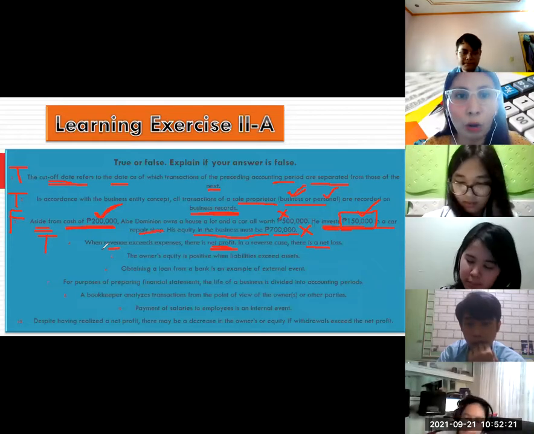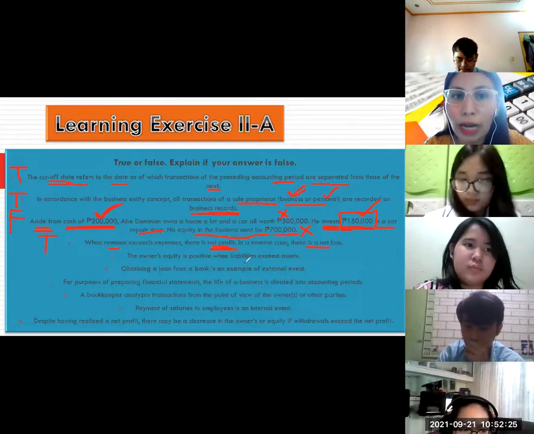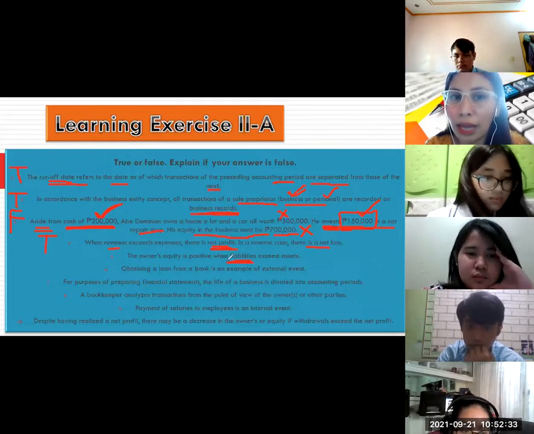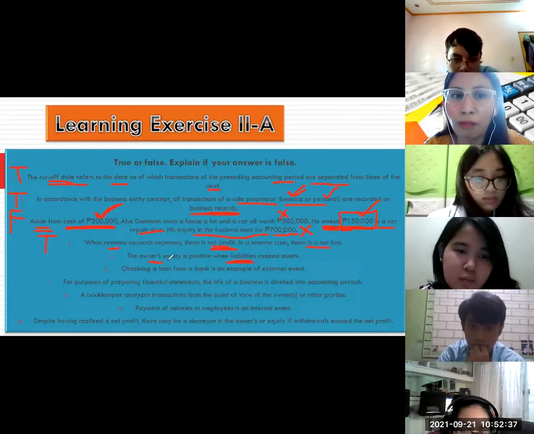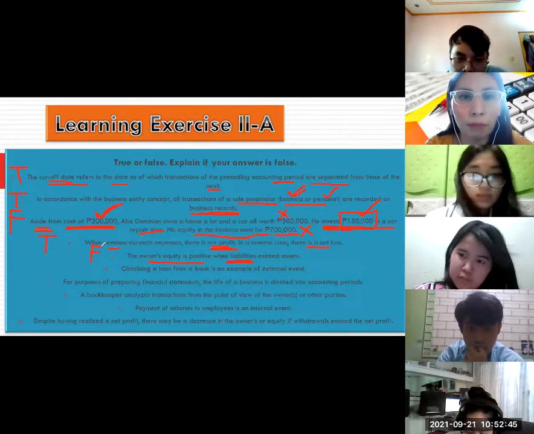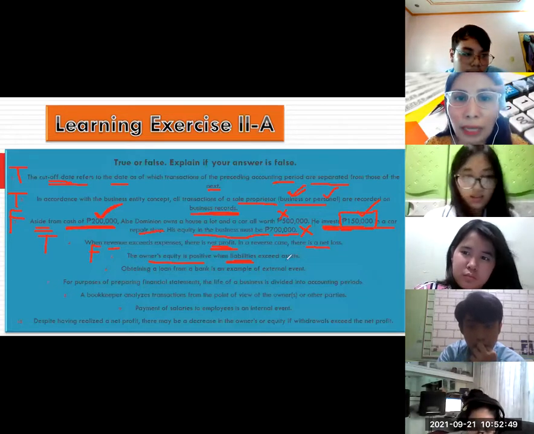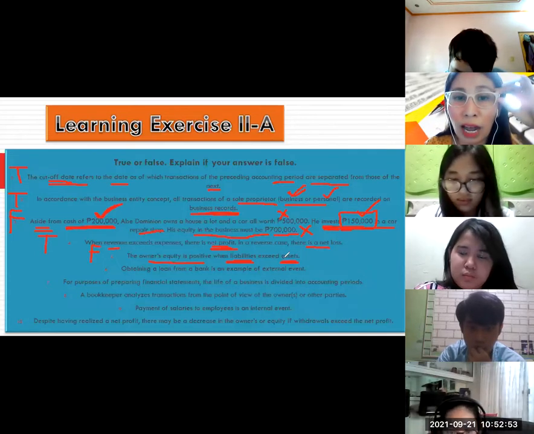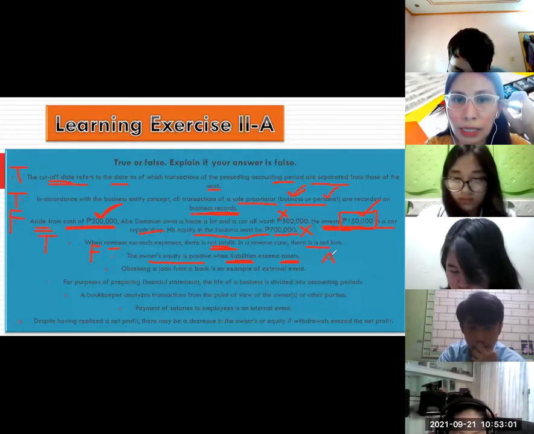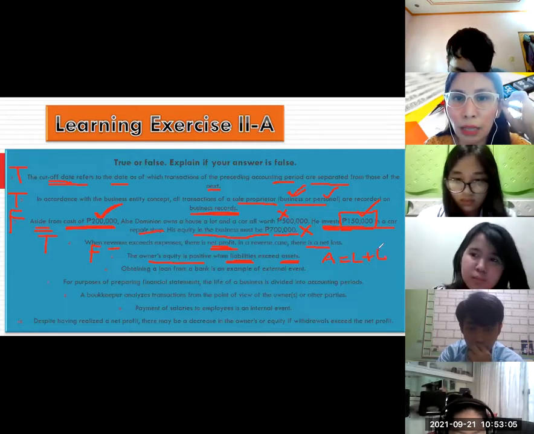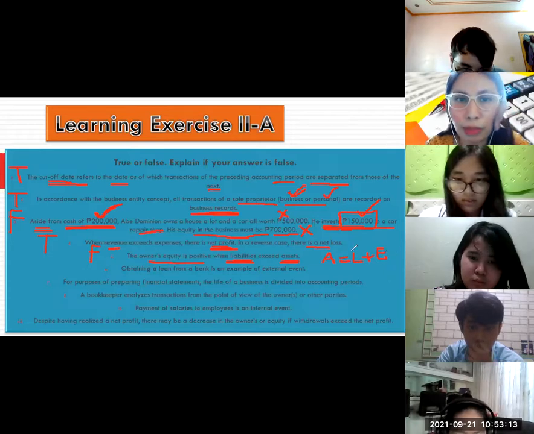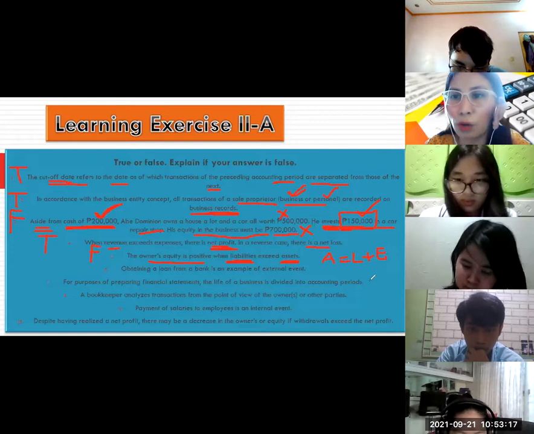Okay, next, number five. The owner's equity is positive when liabilities exceed assets. This time, liabilities are higher. Tama? Diba? Yun yung sabi. Magiging positive ang owner's equity daw kung liabilities ay mas mataas. False. For number five, dapat laging mas mataas ang value ng assets. Diba? Assets equals liabilities plus equity. Or positive daw ito. Therefore, dapat mas mataas yung asset para maging positive yung equity.